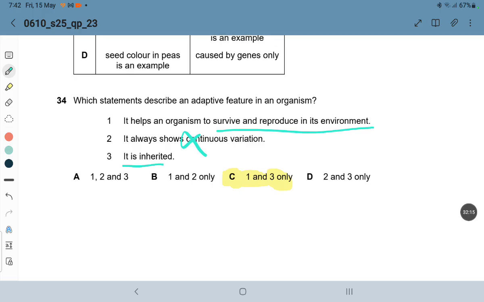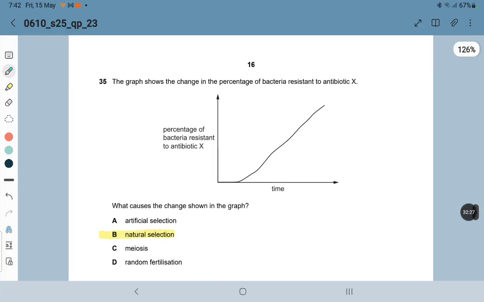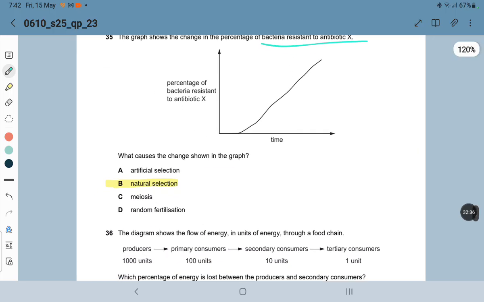It is inherited, of course it is inherited, because that adaptive feature is caused by evolution. And evolution is the change in a feature over many generations by natural selection. So of course it is inherited. Now 35. It's telling you here, the graph shows changes in percentage of bacteria resistant to antibiotic X. What causes a change shown in the graph?